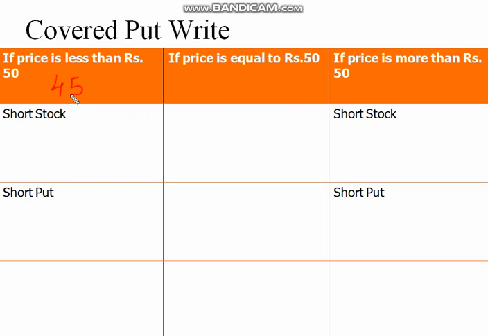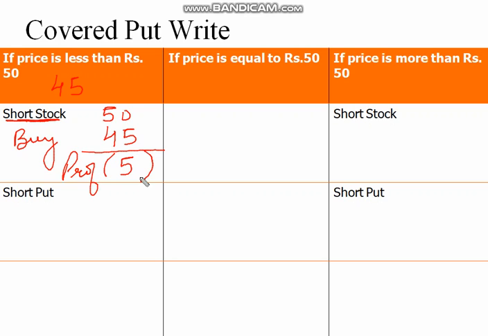right? If the price is rupees 45, now on the short position, you have taken the short position at a price of rupees 50. You will have to square it off by buying it at a price of rupees 45, right? So you are selling at 50, buying at 45, there is a net profit of rupees 5, right? This is your profit, right?